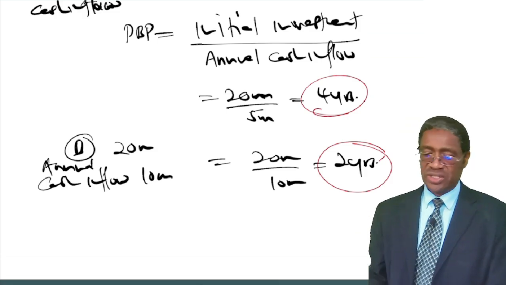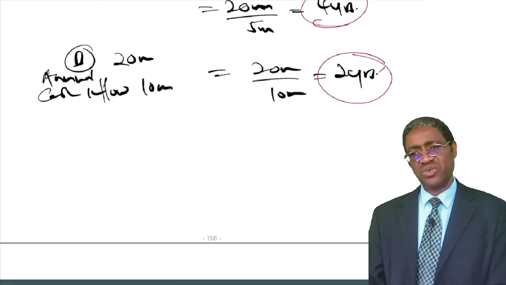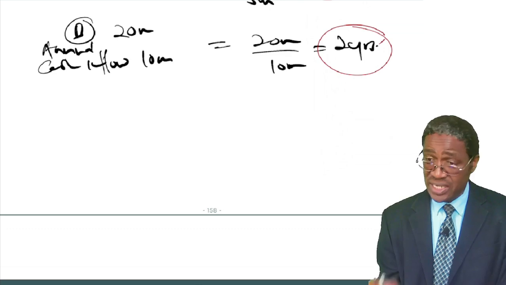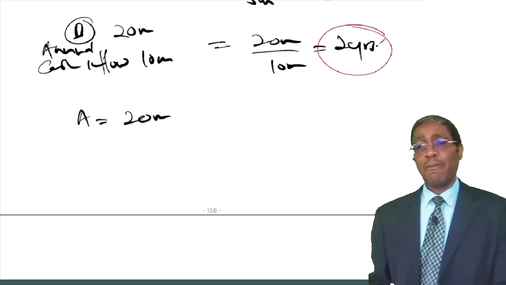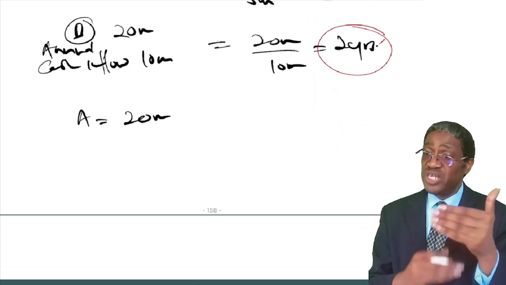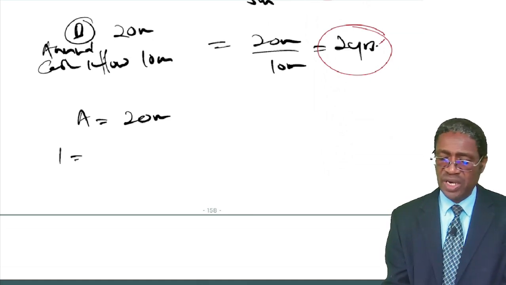Okay? Good. Now, listen to this, I'm changing something. What if your project A, yes, costs 20 million, but the following are the cash flows that you will be generating from project A. In year 1, you will recover 5 million.